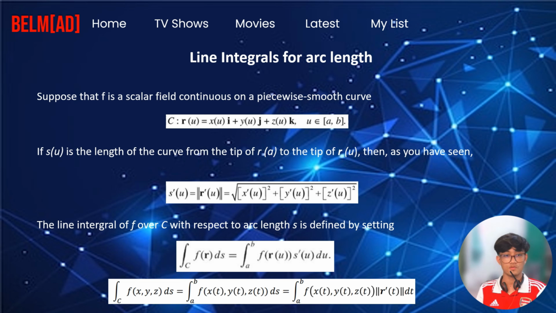Okay, the last one, the line integral of f over C with respect to length s is defined by setting. So we have the formula for the curve. After that, it will become this formula. Okay, that's all for me.